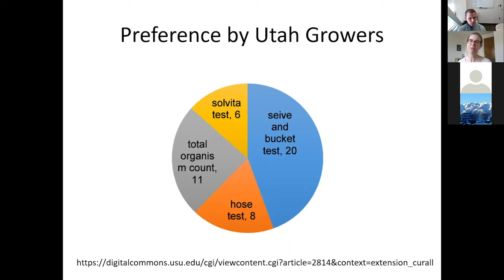And so we took those out into the field, tested those with growers on growers' farms. We did this one-on-one with some of our local growers, and we also presented this at a number of field days. And we asked them, what do you like, right? And hands down, people really, really liked this sieve and bucket test. And that link at the bottom is the link to the fact sheet that's up on the USU Digital Commons. You can also find it through the Production Hort website that basically describes in detail how we did these tests.